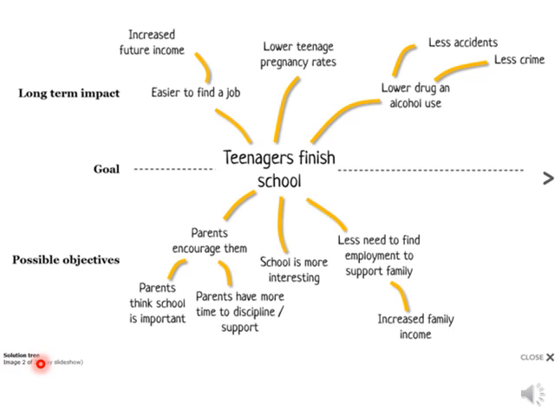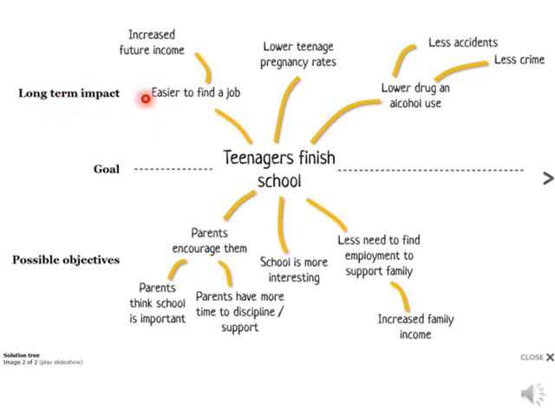Now this is called a solution tree. Because instead of having a problem at the center, it has a goal. The goal is the opposite of the problem, that teenagers finish school. The possible objectives are parents encouraging them. Parents think school is important. So each of these is the reverse of the previous slide.